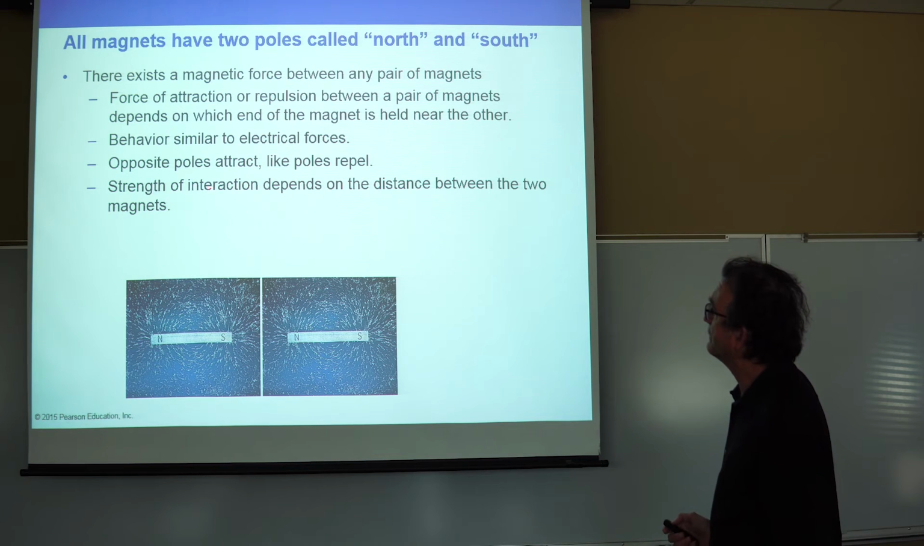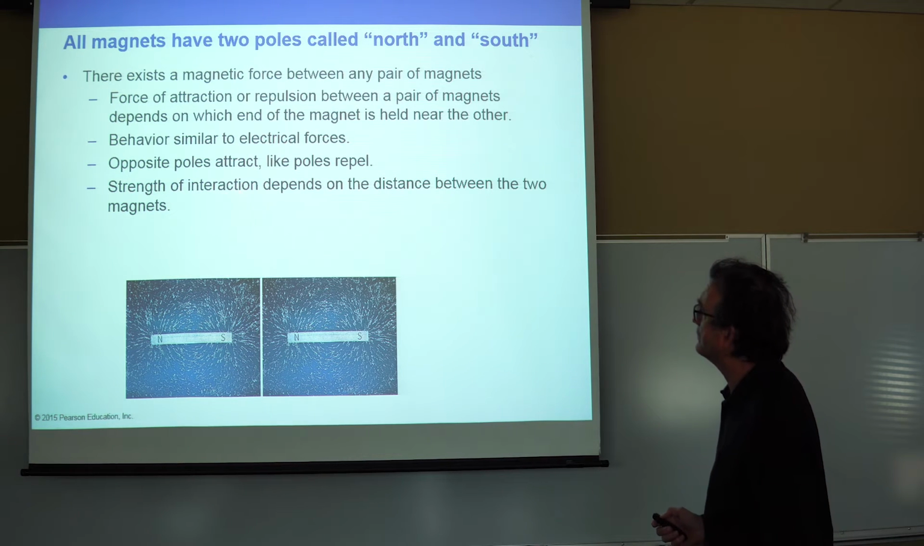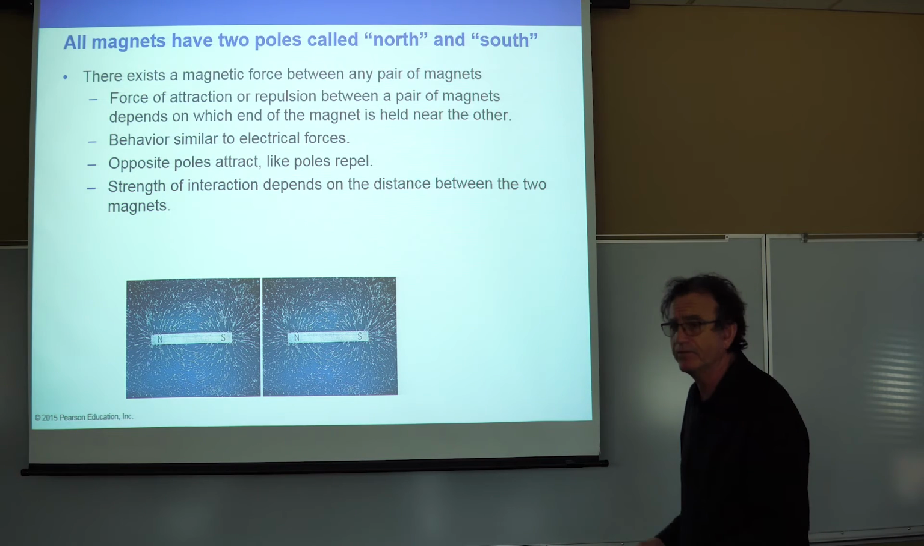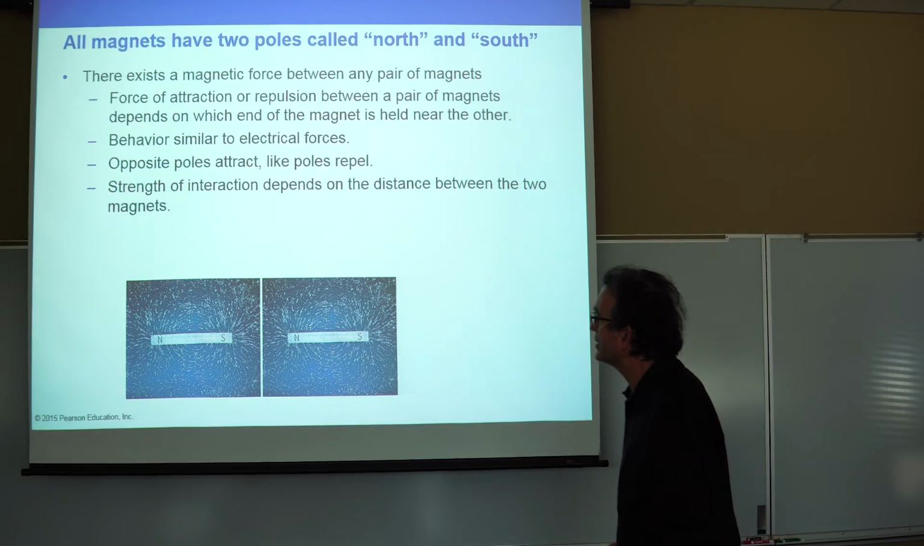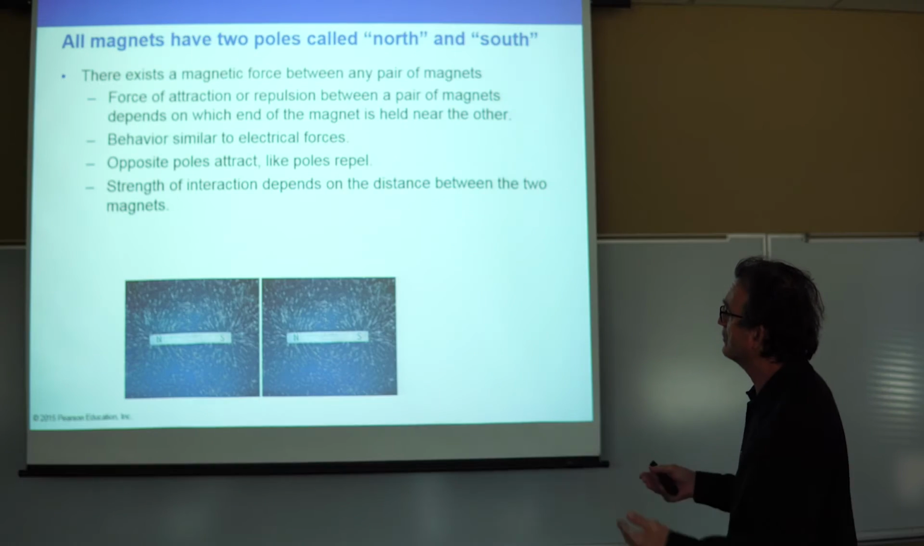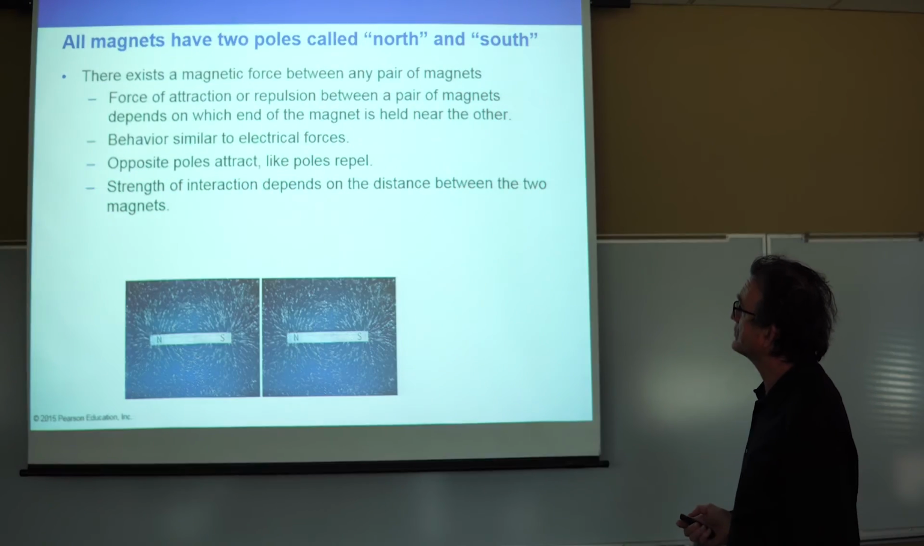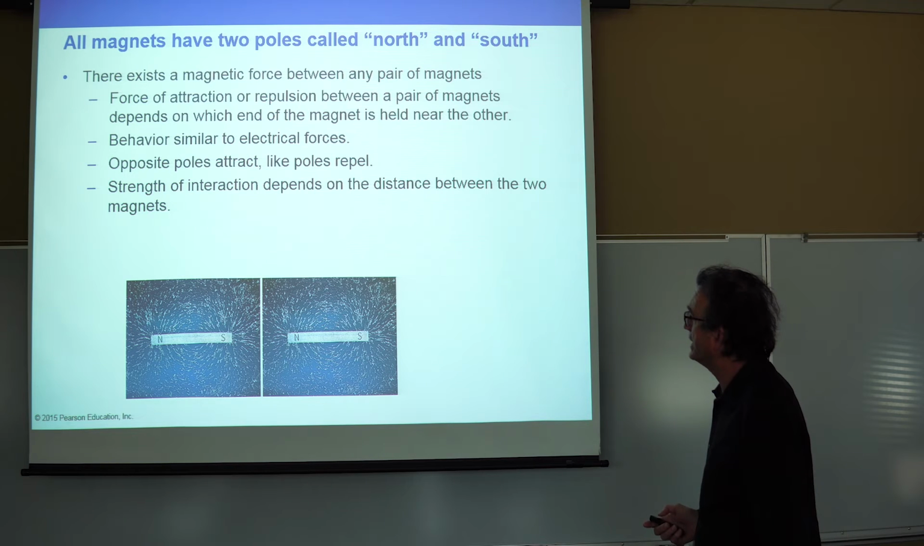And we find also the strength of the force between the two magnets depends on how far apart they are. So the further they are apart from each other, the weaker the force, the closer they are, the stronger the force. So that's a summary in a nutshell.